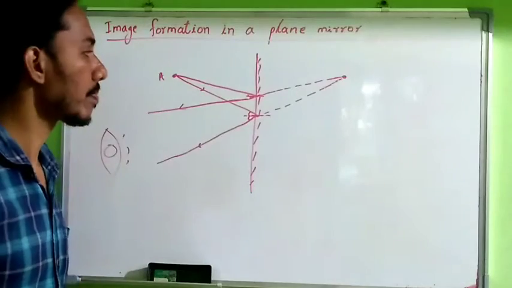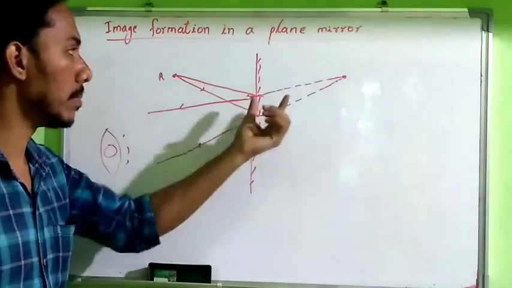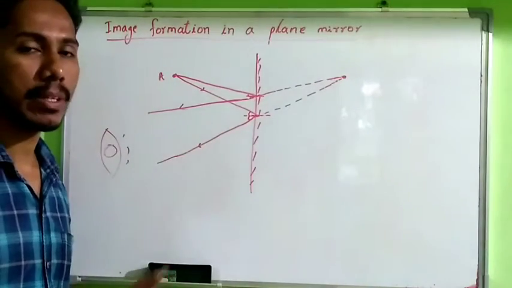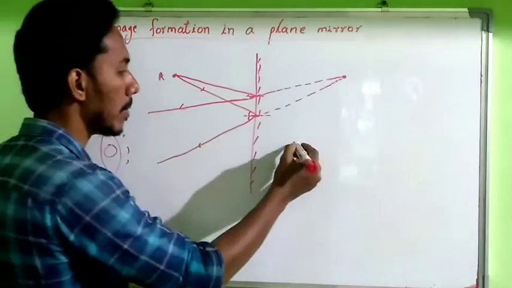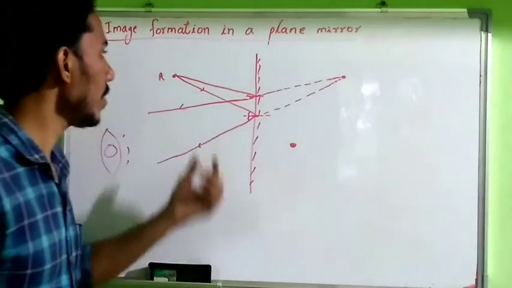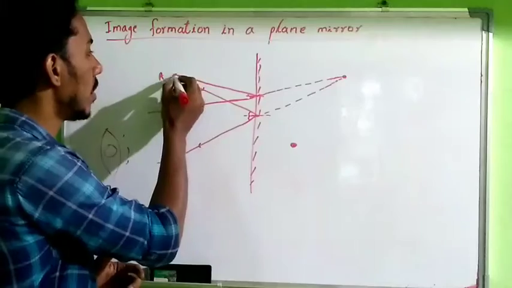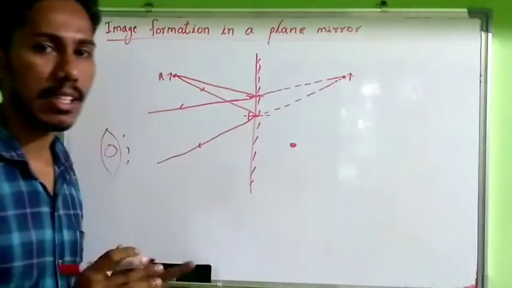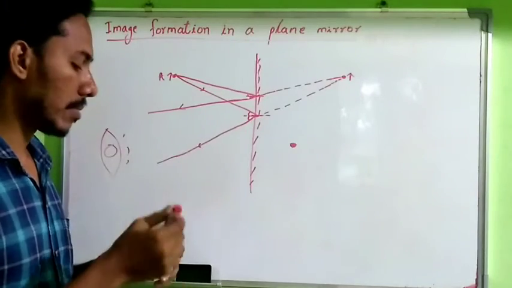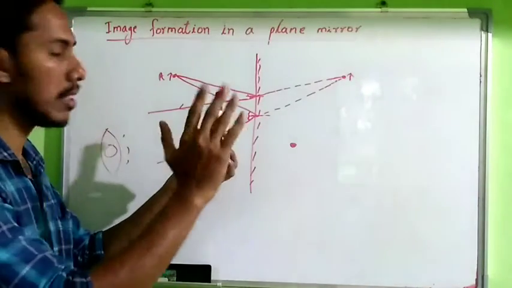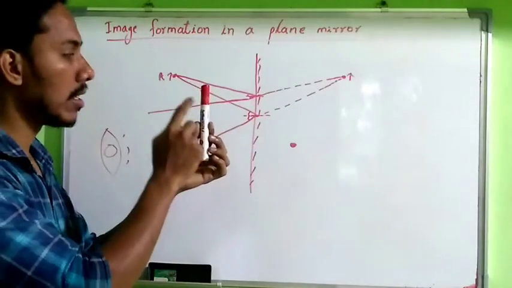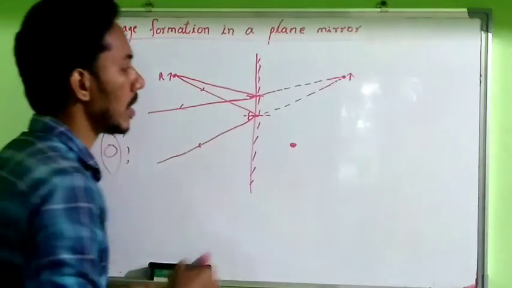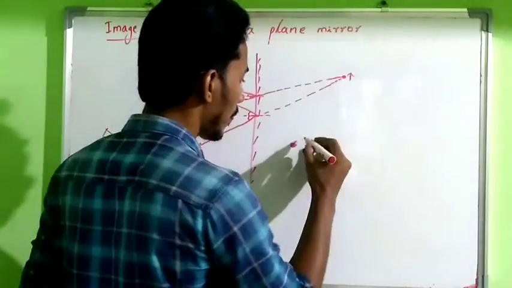It is the figure. And what are the properties of this image? What are the properties produced by a plane mirror? Properties of the image produced by a plane mirror. First property is erect. That means a straight object is also seen as a straight image. If we see this object, then inside the mirror also we can see the straight image. It is not an inverted image, it is a straight image. So it is an erect image.